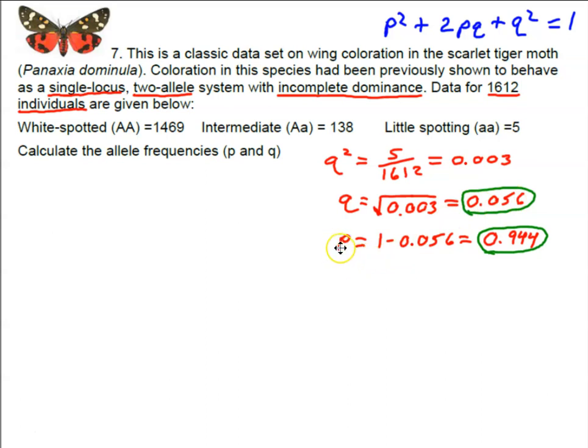Then we simply calculate the frequency of the dominant allele by subtracting Q from 1. So it's 0.056 from 1. That gives us 0.944. So that's the frequency of the dominant allele. And we're done. That's all we were asked for. However, of course, we could use these to calculate anything we wanted to in terms of the genotypic and, in this case, phenotypic frequencies in the population. Genotypic and phenotypic frequencies would be one and the same because this is incompletely dominant.